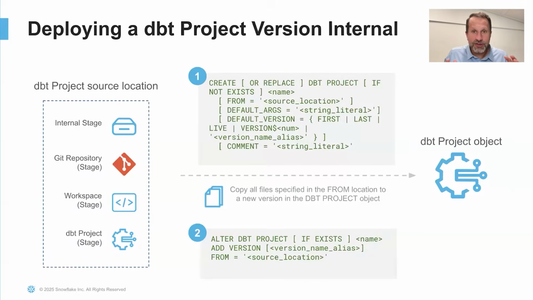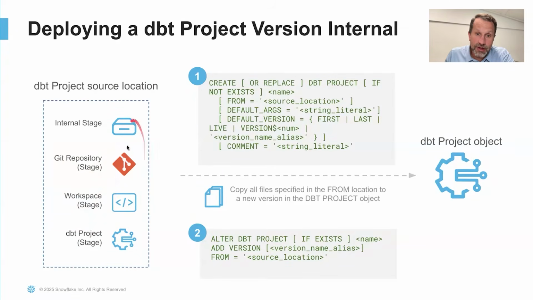And so when you're deploying an object, it's important to understand the mechanics here. There's 2 commands you can run. There's the create DBT project, and that creates it, if it didn't already exist. If you want to update an existing one, then you run alter DBT project, add version. And in both cases, there's this from clause. And this is really important. The from clause is what specifies the source files that you want to deploy into this object. And that's where those 4 types of sources come up.